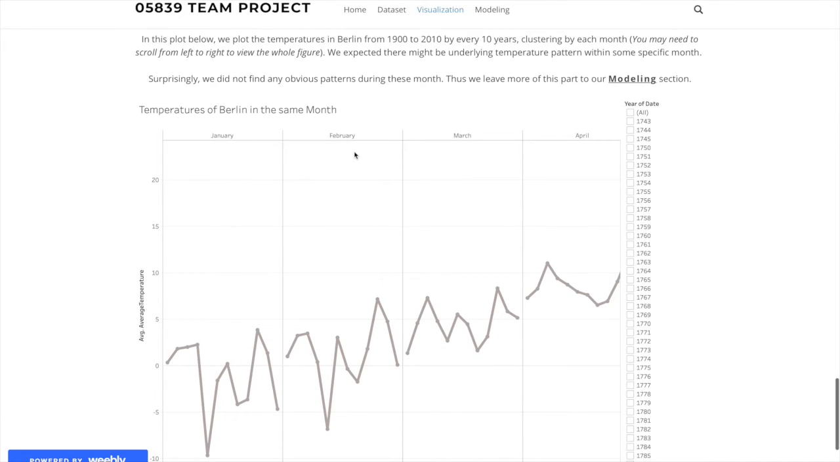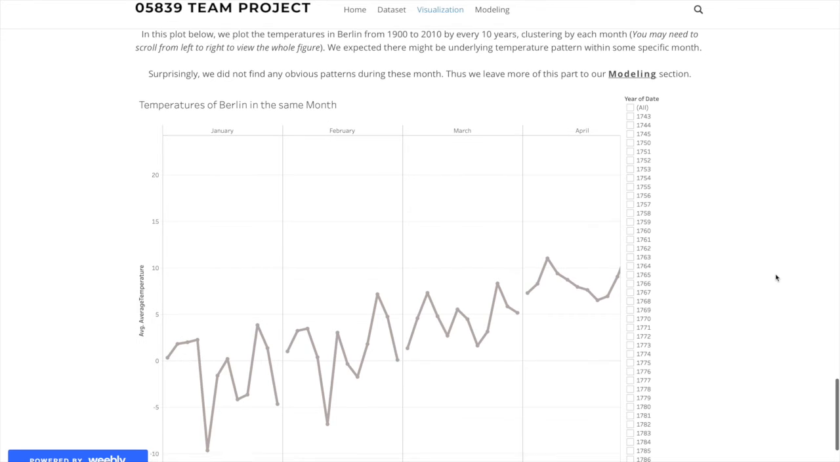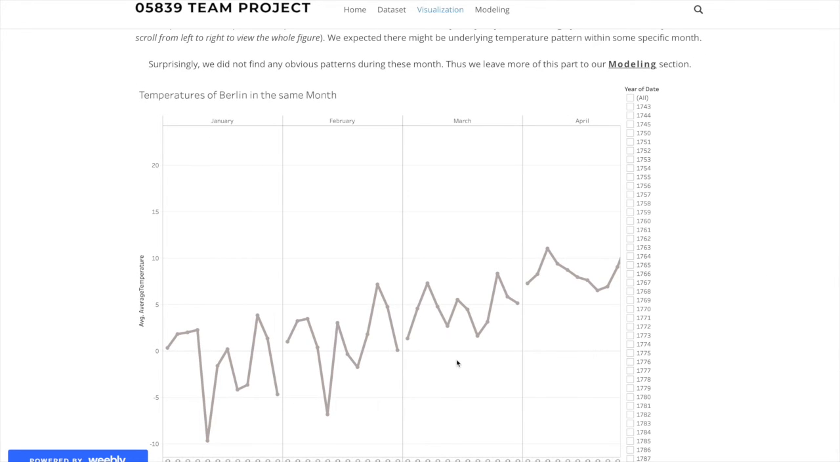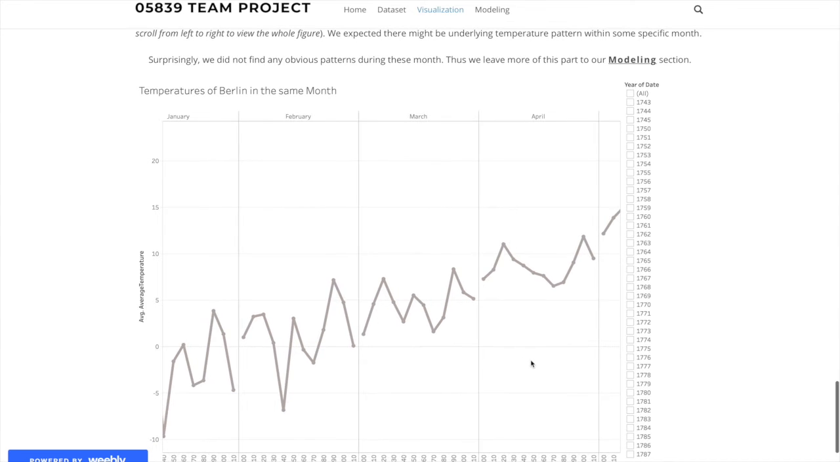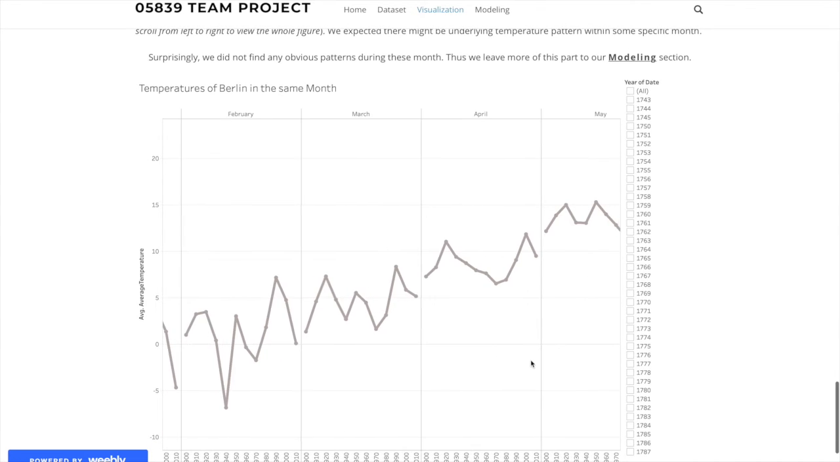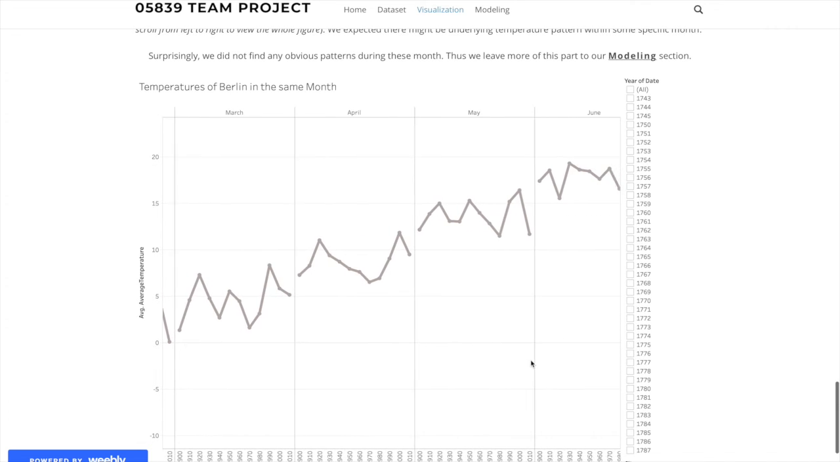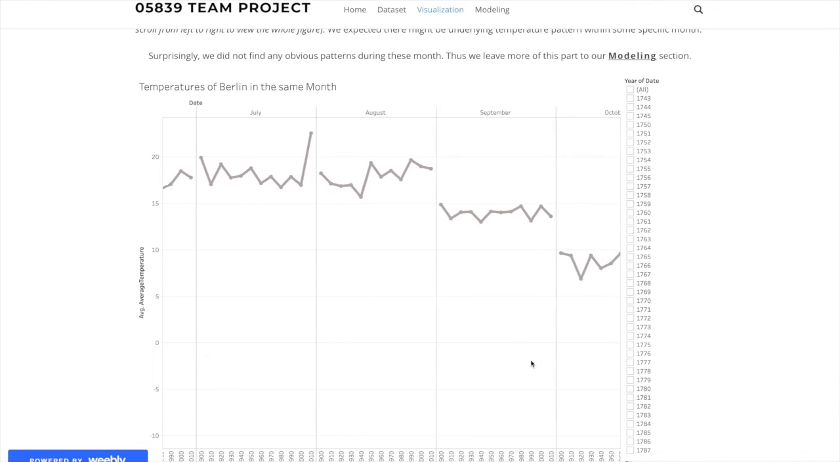In this plot below, we are plotting the temperatures in Berlin from 1900 to 2010 by every 10 years, and we're clustering it by each month. So we expect there might be some underlying temperature pattern within some specific month. Surprisingly, we did not find any obvious patterns during these months, so we are going to leave more of this part to our modeling section.